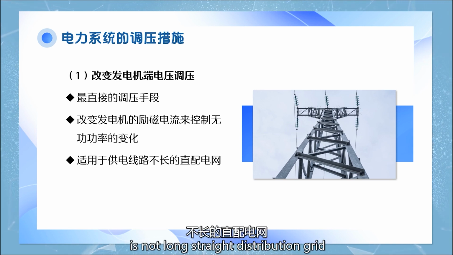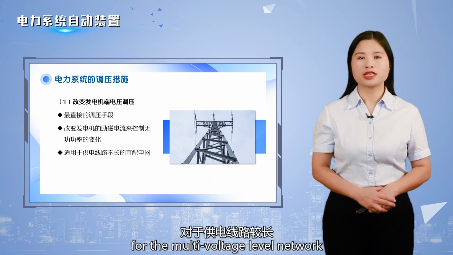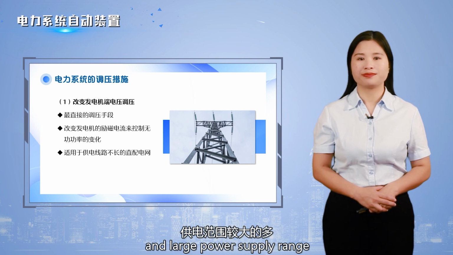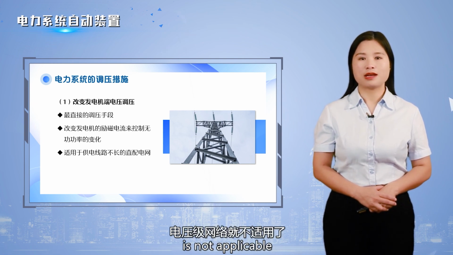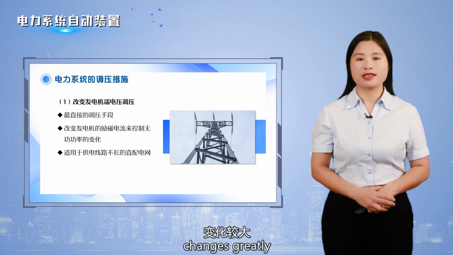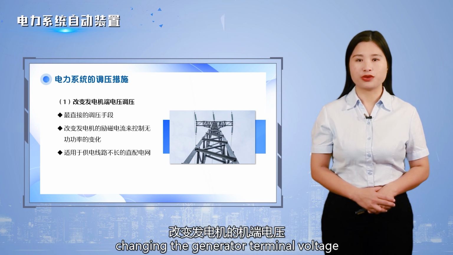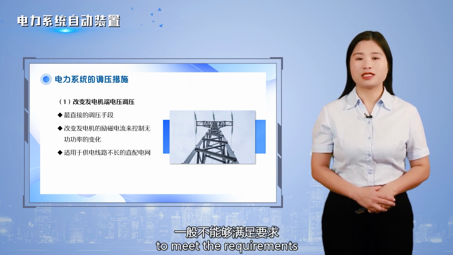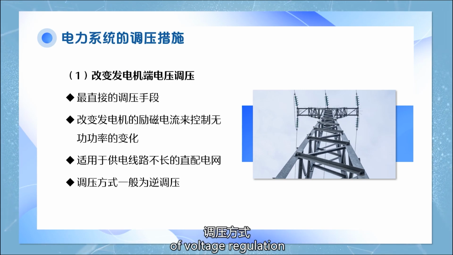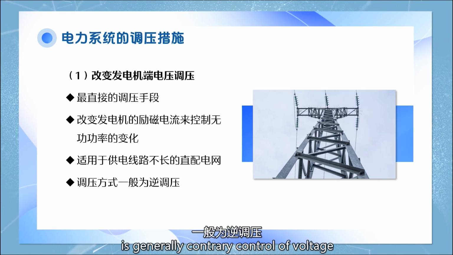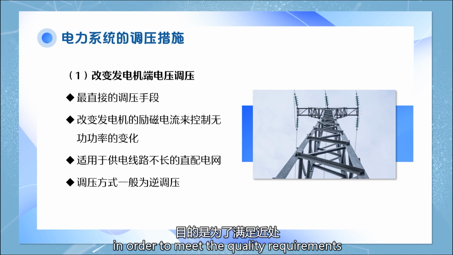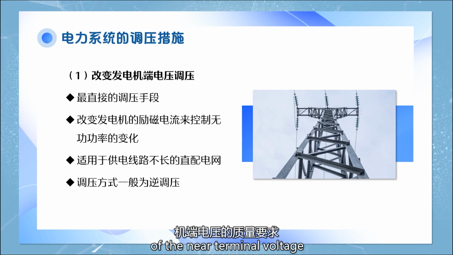It is not applicable to long straight distribution grids, nor to multi-voltage level networks with a long power supply line and a large power supply range, because the voltage loss in different operation modes changes greatly. Changing the generator terminal voltage is generally not able to meet the requirements. Generator terminal voltage regulation is generally used for countering control of voltage in order to meet the quality requirements of the near terminal voltage.